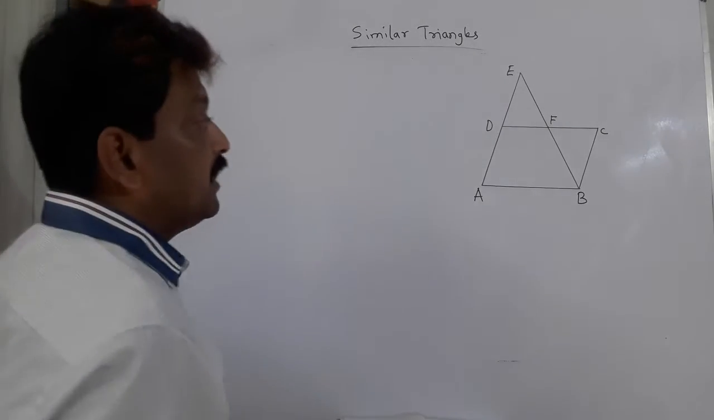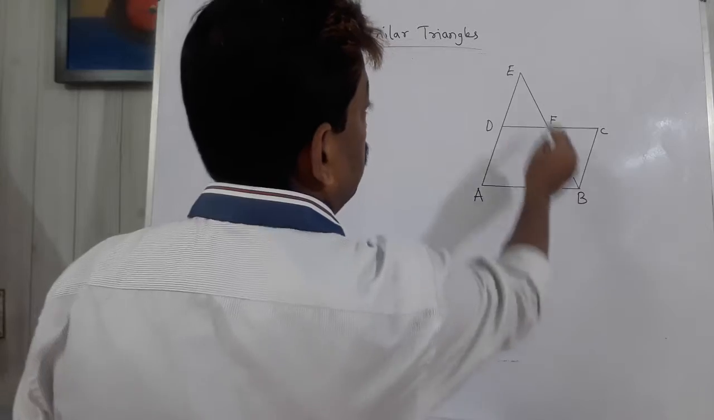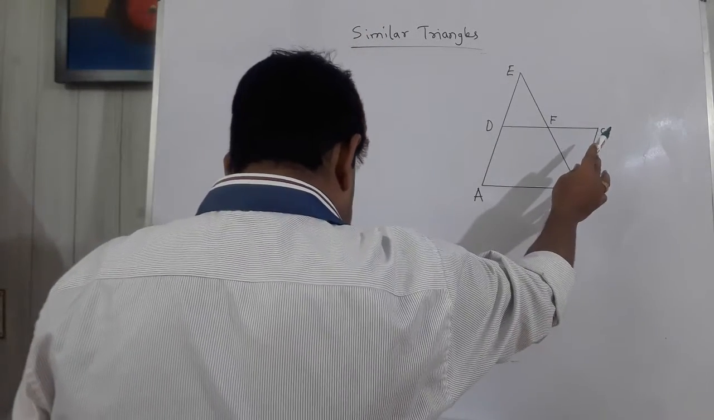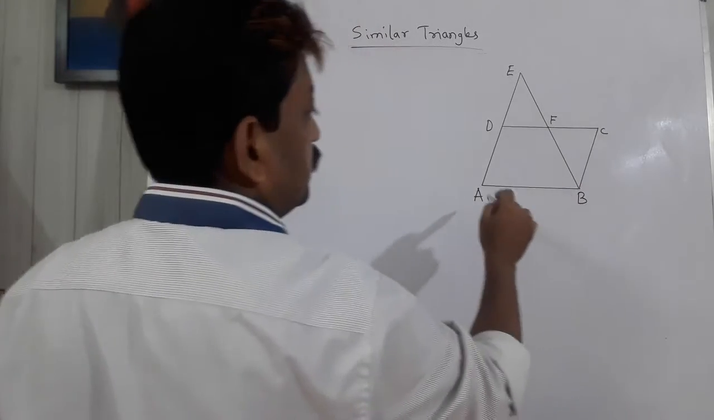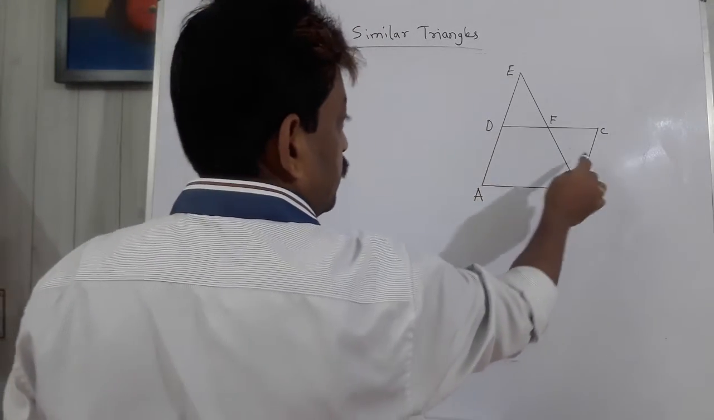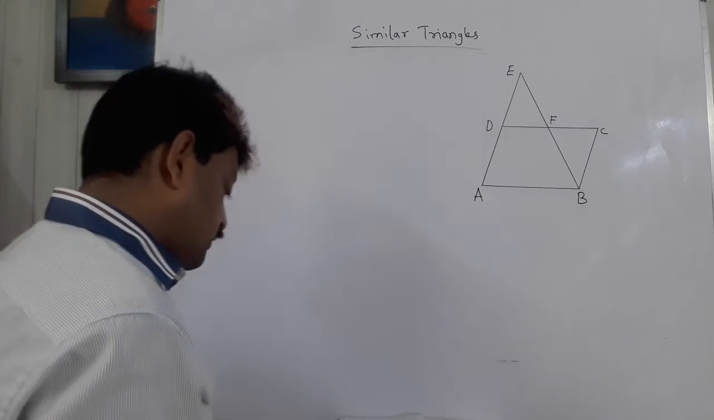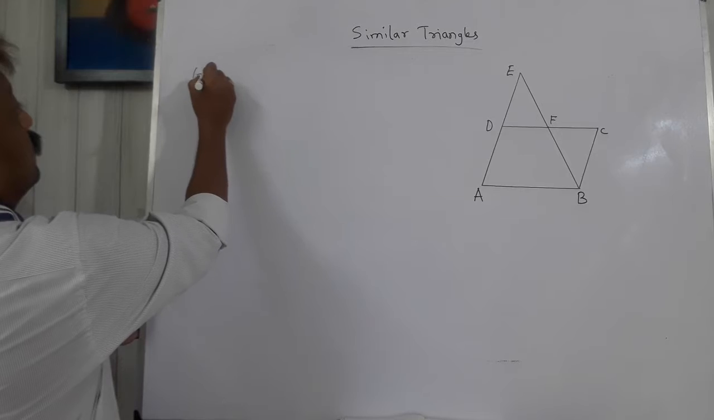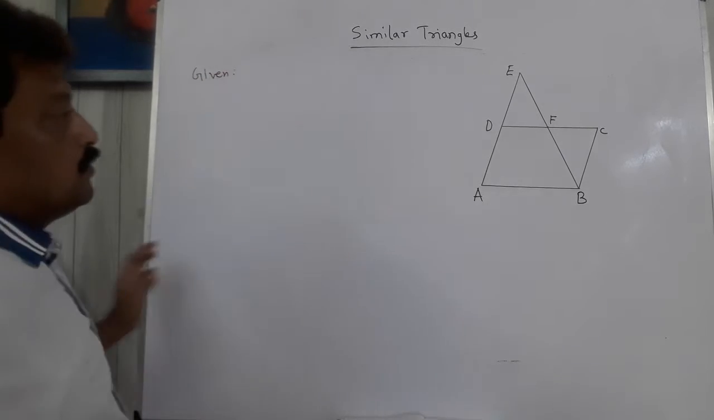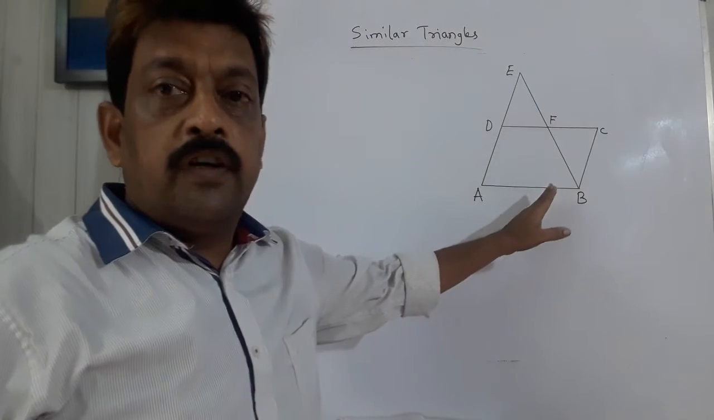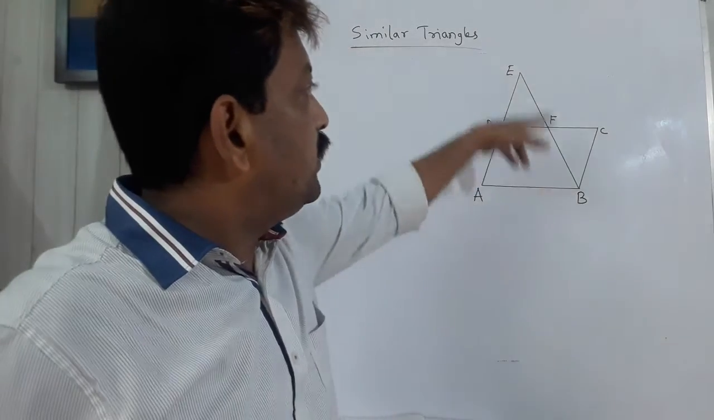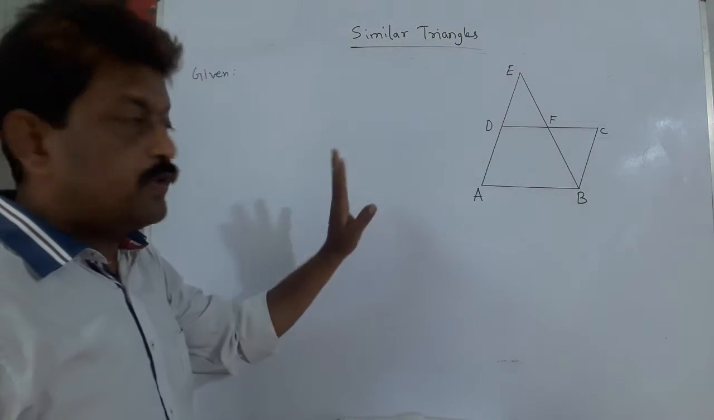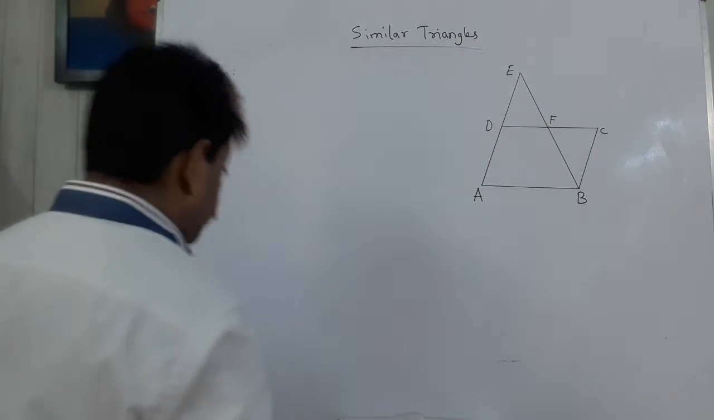Show that triangle ABE, the original, the big one, is similar to triangle CFB. BAE is similar to CFB. So first of all, given, there are two triangles involved here. One is triangle ABE, the other is CFB. We need to prove that these two triangles are similar.